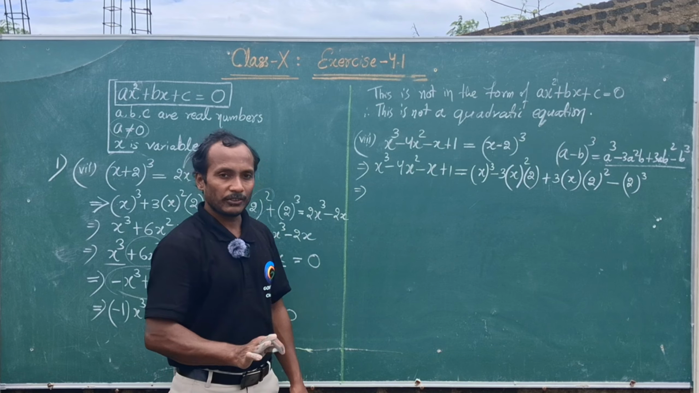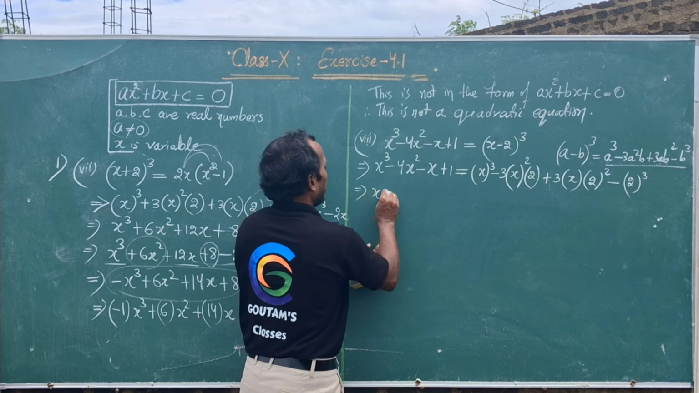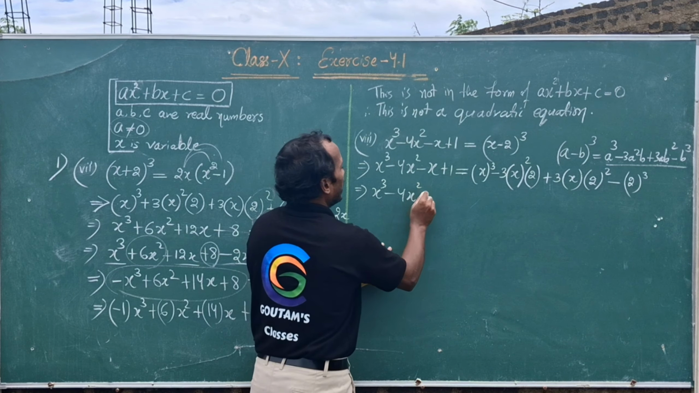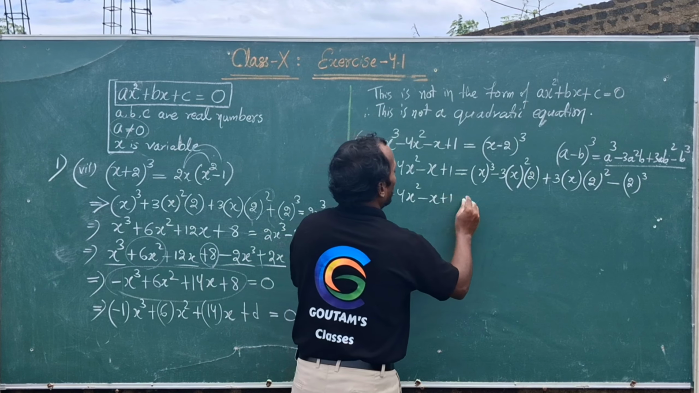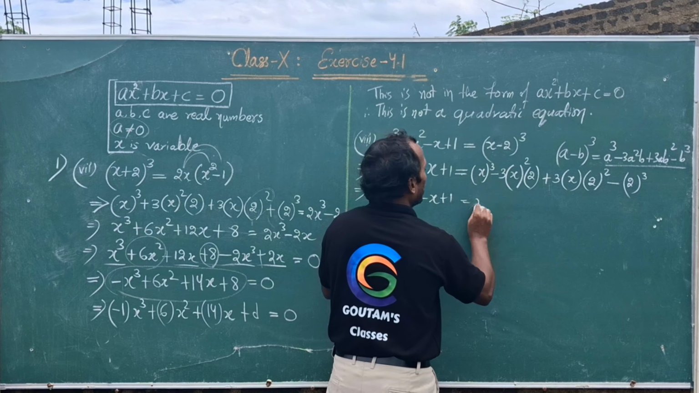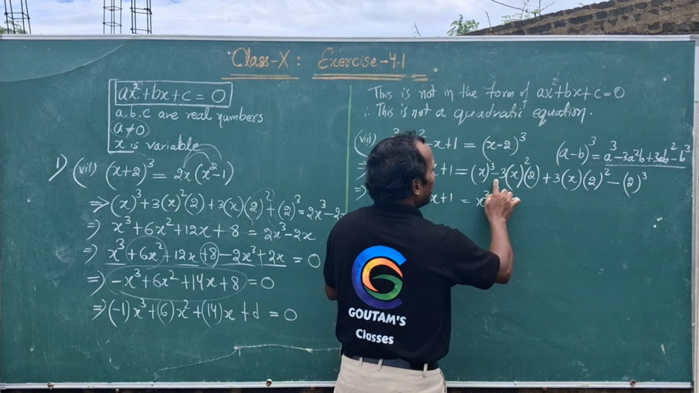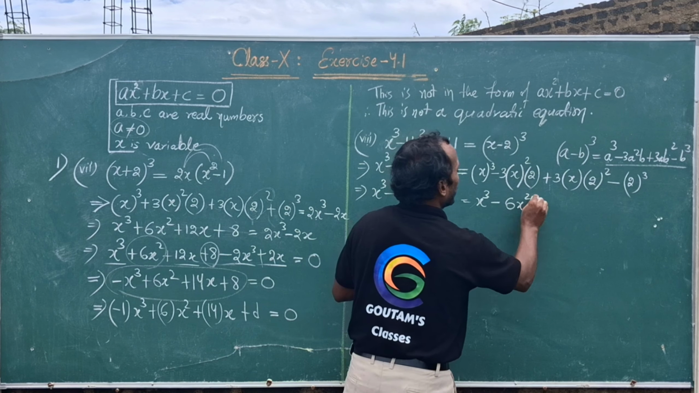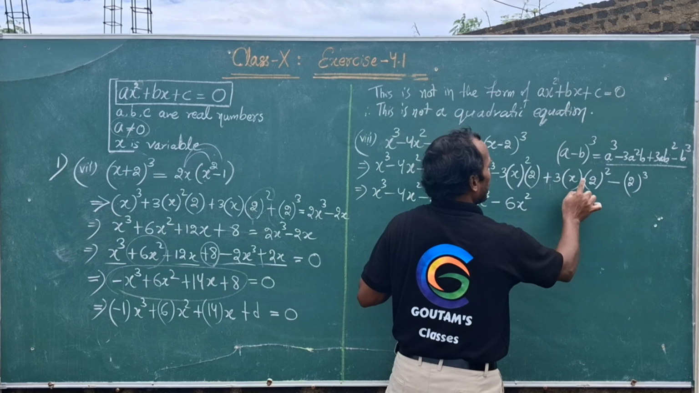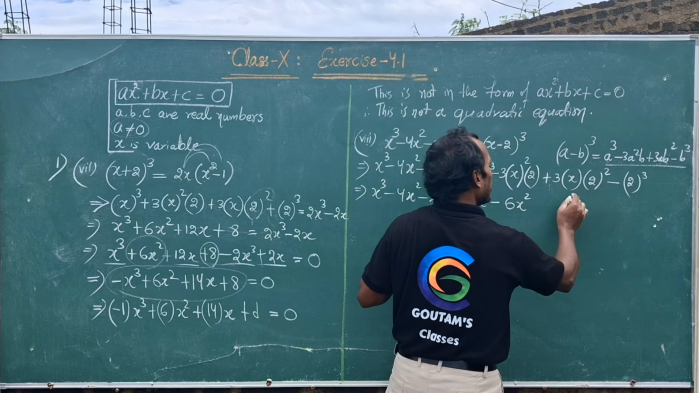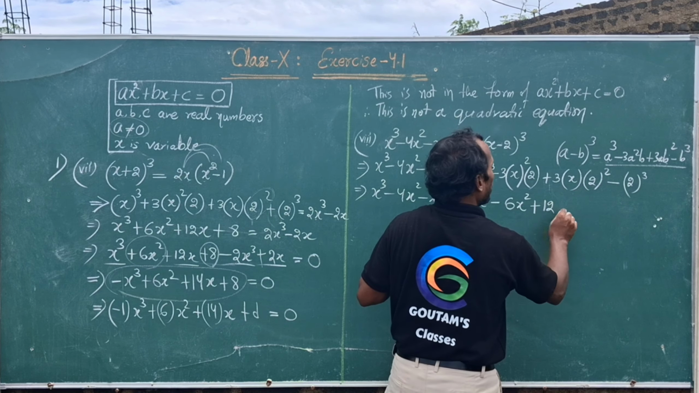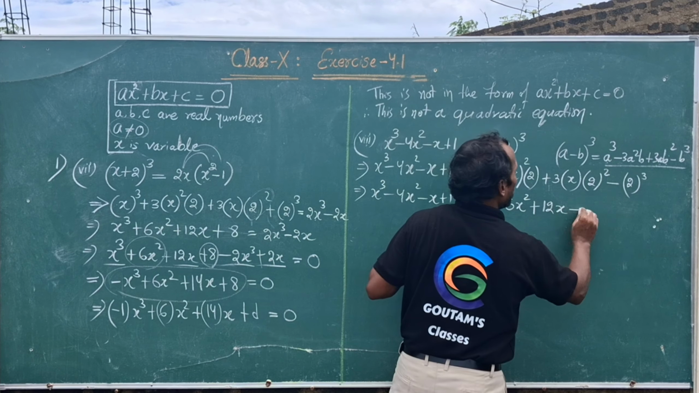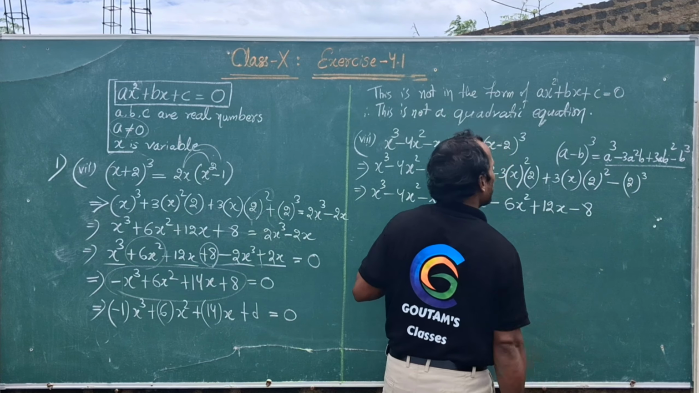Well, up to this it is clear. You see, x cube minus 4x square minus x plus 1 equals cube of x is x cube, minus 3 into 2 gives you minus 6, square of x is x square, plus 3 into 2 square is 4, so plus 3 into 4 is plus 12, and x, then we have minus 2 cube is 8.